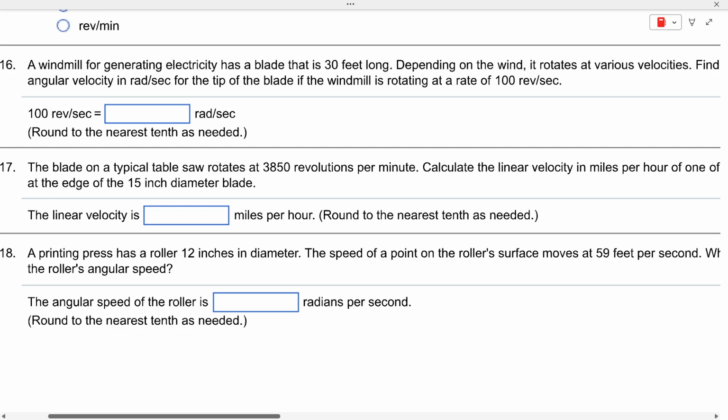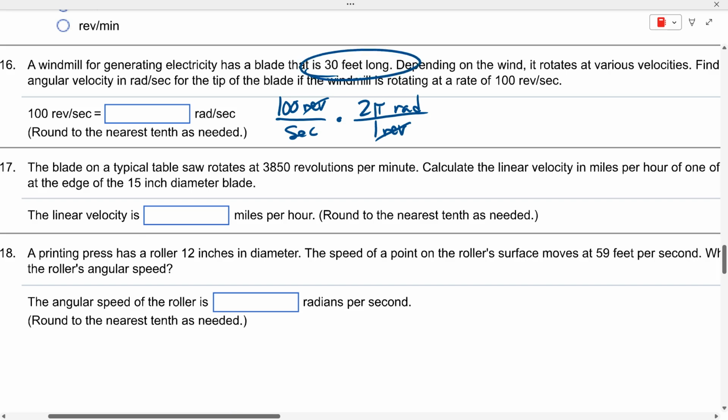Now, I start out with 100 revolutions per second. If I'm changing it into radians, how do I get rid of revolutions and get to radians? 2 pi radians over 1 revolution. The revolutions cancel. Now I have radians per second.